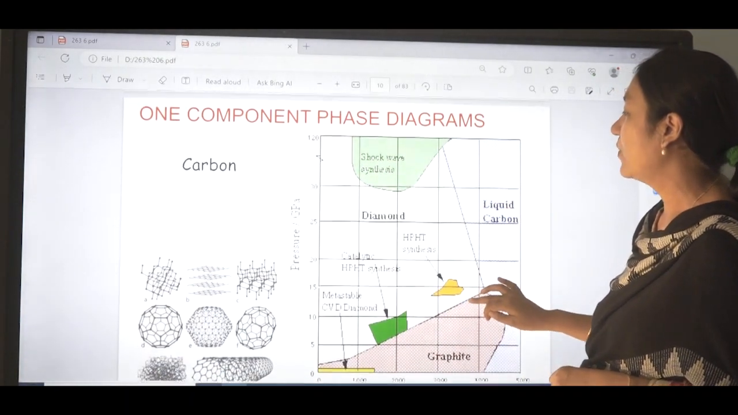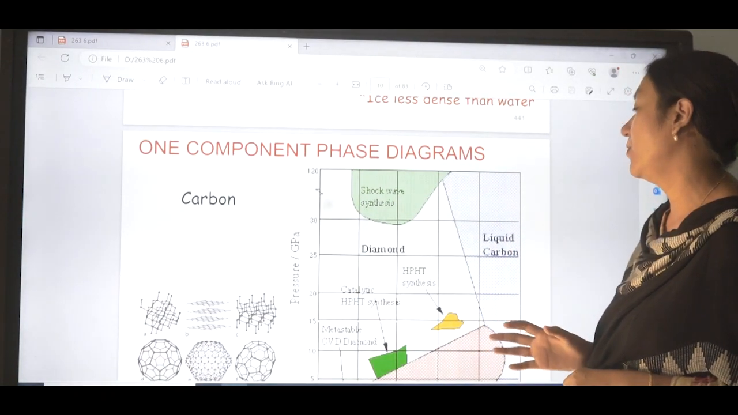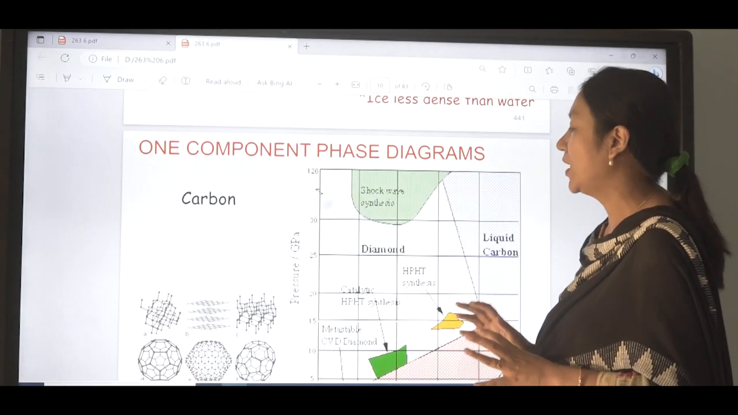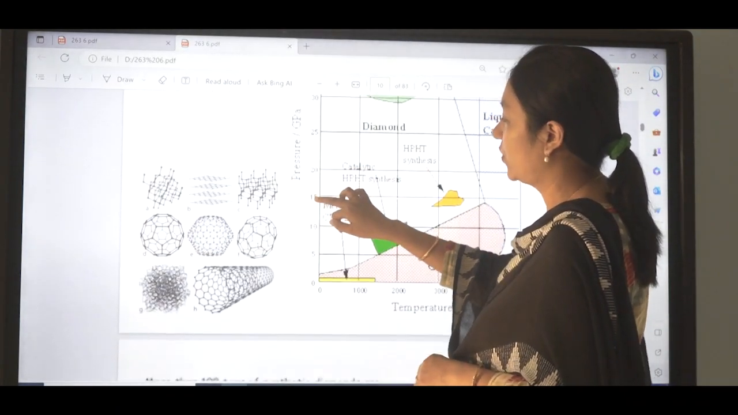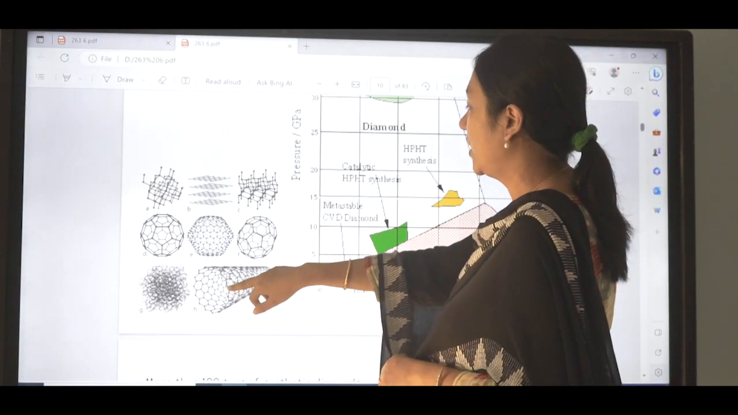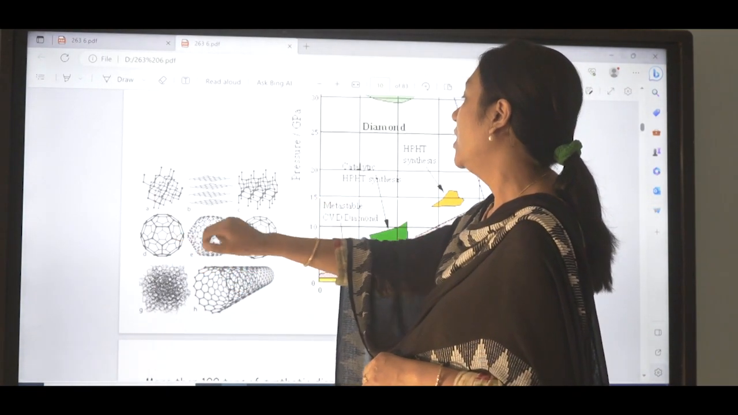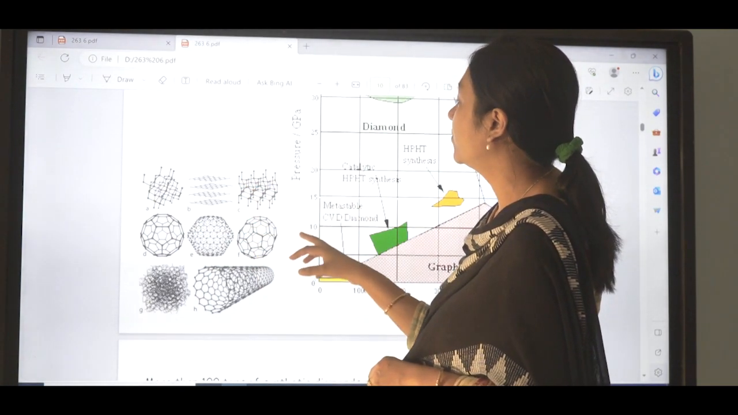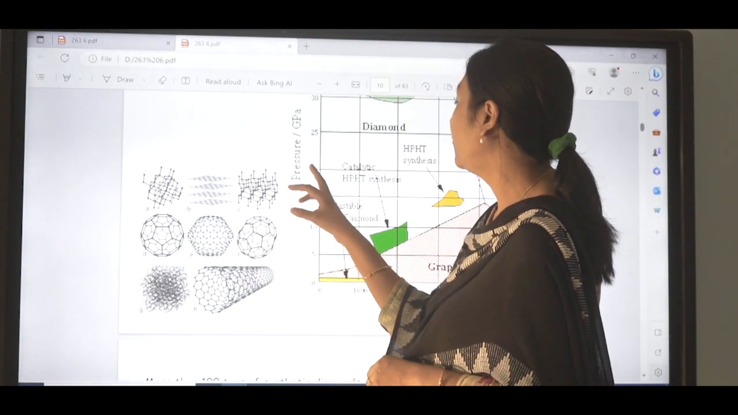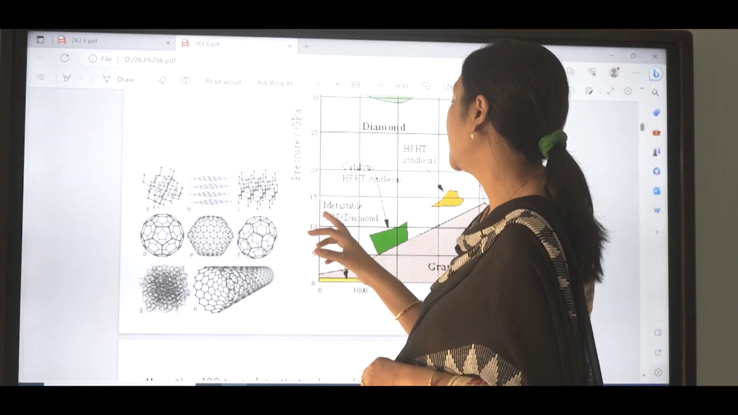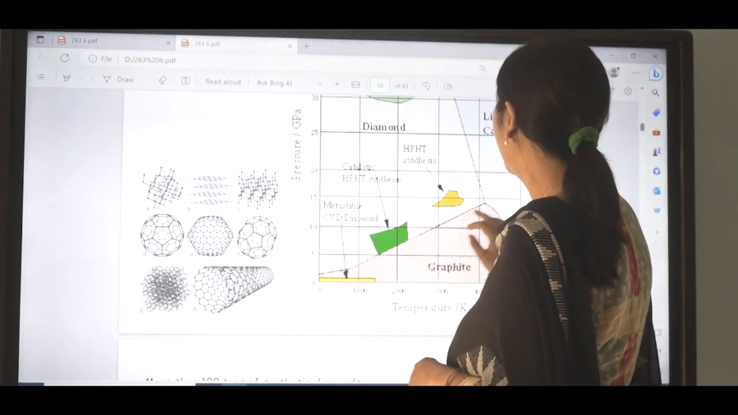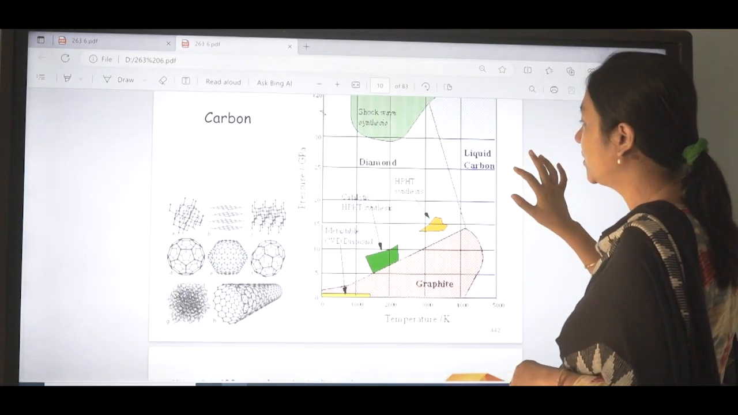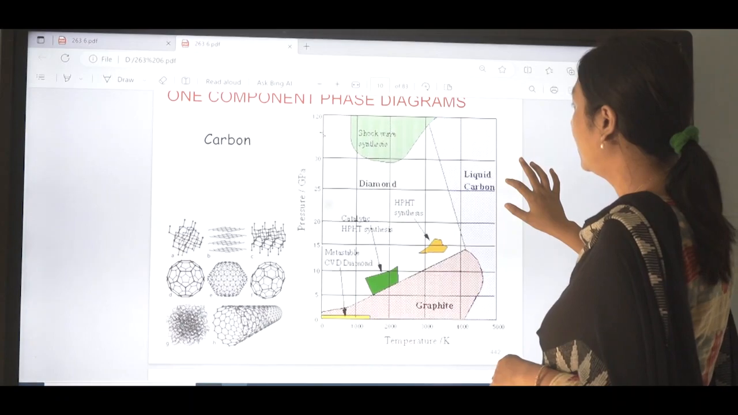As you can see, carbon exists in many allotropic forms. So there are many phases, but the composition is only one. These are carbon nanotubes, the fullerene structure. Then we have diamond, graphene. All these are the different allotropes of carbon. So it has different phases, but the composition is one, that is carbon. So this is the phase diagram of the carbon system.